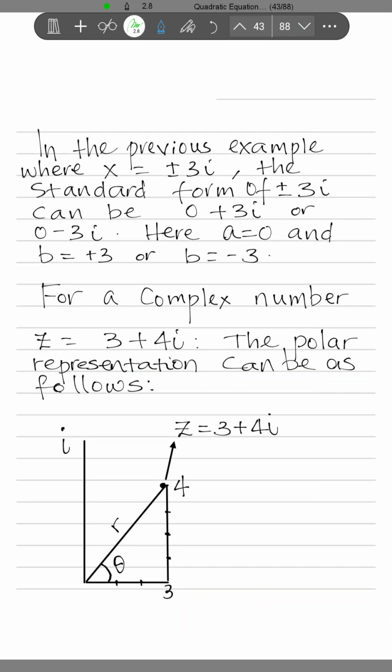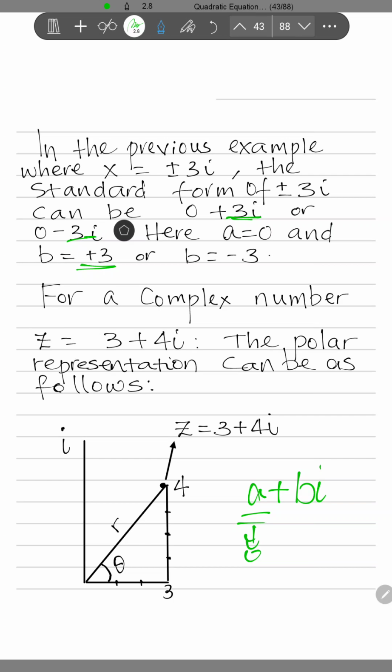In the previous example, where x is equal to plus or minus 3i, the standard form of plus or minus 3i, which is a complex number, can be 0 plus 3i or 0 minus 3i. Here, a is equal to 0 in the standard form of a complex number, which is a plus bi. a can be 0, then we don't need to mention a, we simply put bi, which is 3i or minus 3i here.